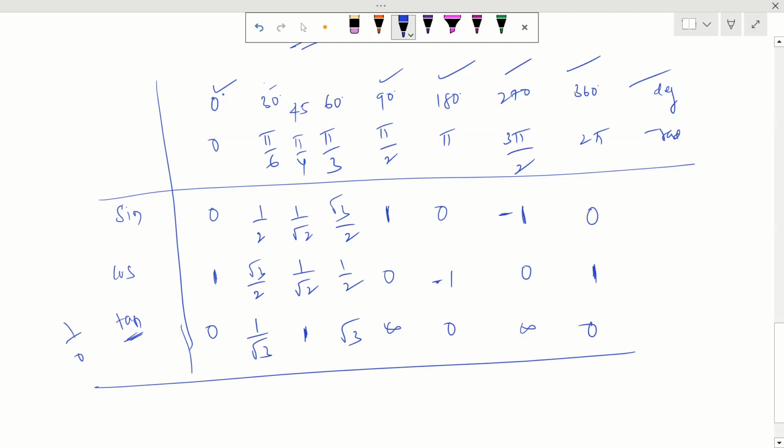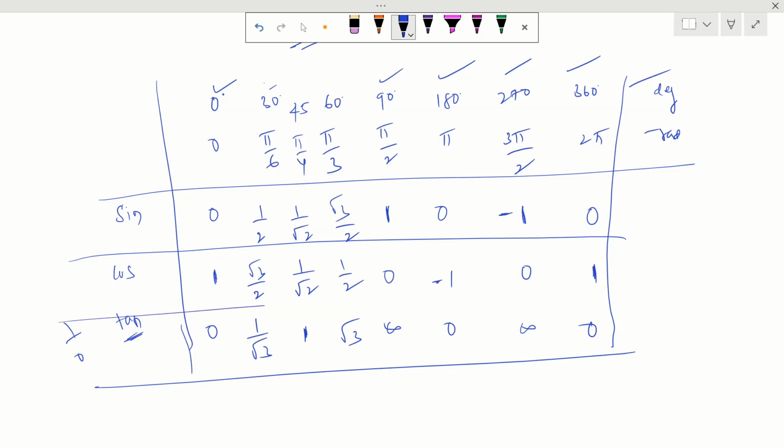This table is very important. You just try to remember these values, as this will be helpful for solving examples or numericals. Understood? So sine 0 is 0, sine 30 is 1 by 2, sine 45 is 1 by root 2, sine 60 is root 3 by 2, sine 90 is 1, and cos 0 is 1. Cos 45 is 1 by root 2, and tan you can easily remember as the ratio of sine and cos.